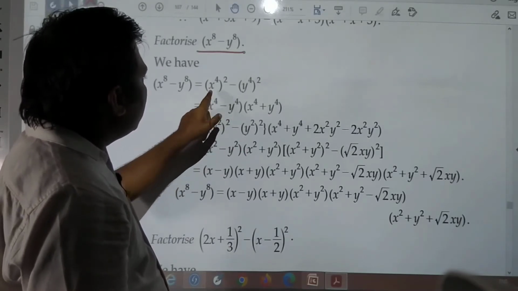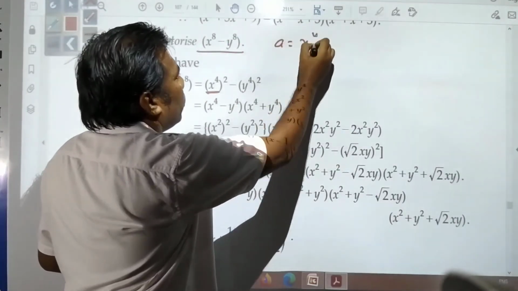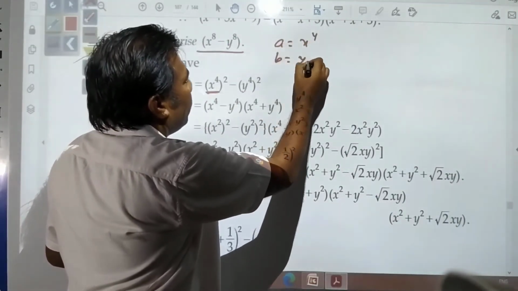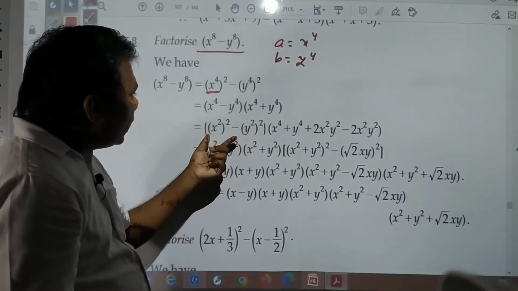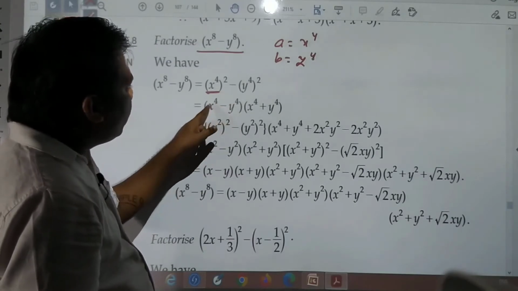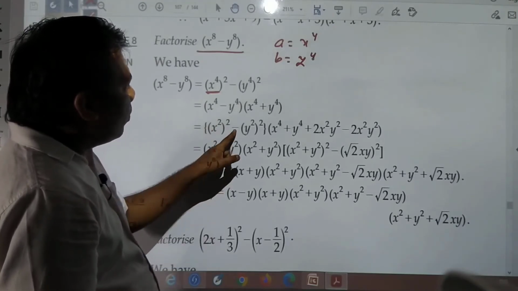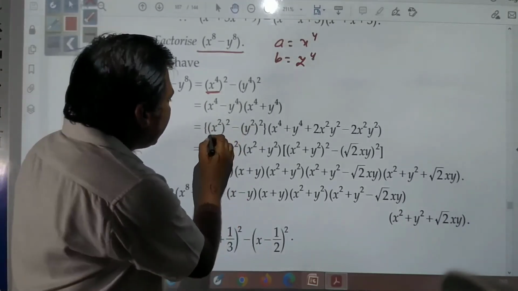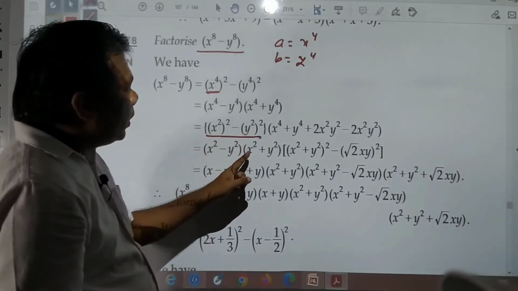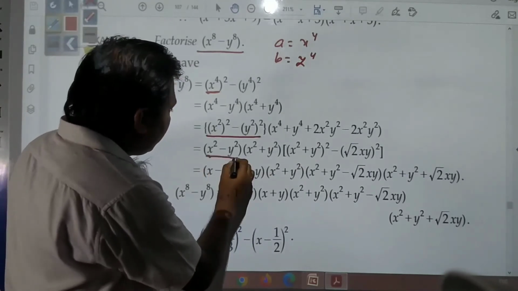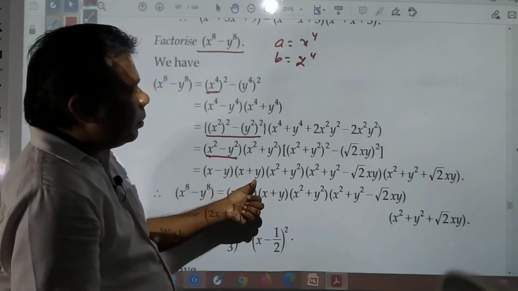Now here you see, you assume a is equal to x to the power 4, and b is equal to y to the power 4. So a minus b into a plus b. Now again, this x to the power 4 minus y to the power 4 can be written as x square to the power 2 minus y square to the power 2. Again it came in the formula a square minus b square, so this will be a minus b into a plus b. And again this came into the formula a square minus b square, a minus b into a plus b.